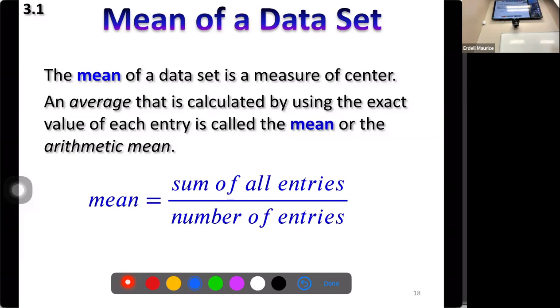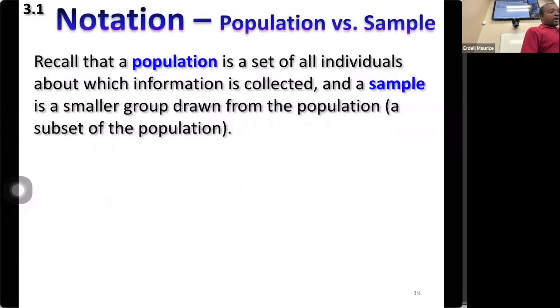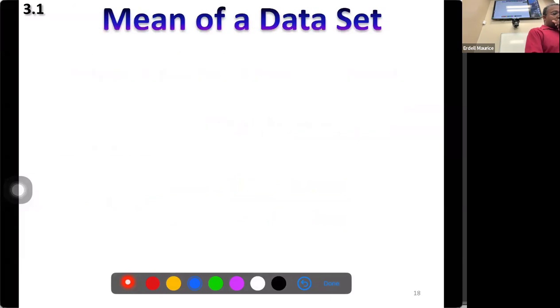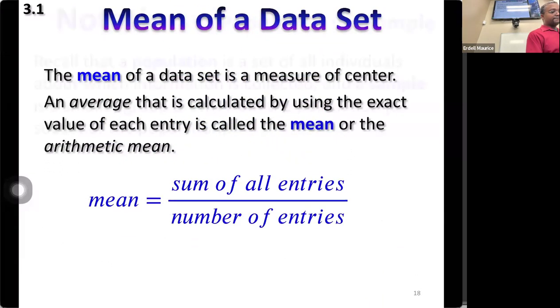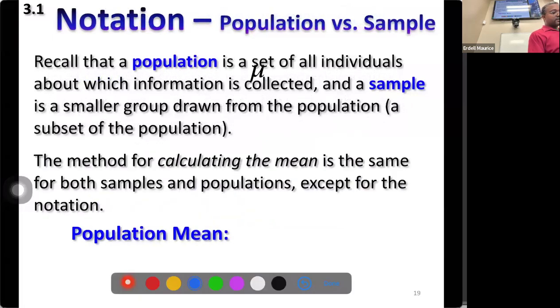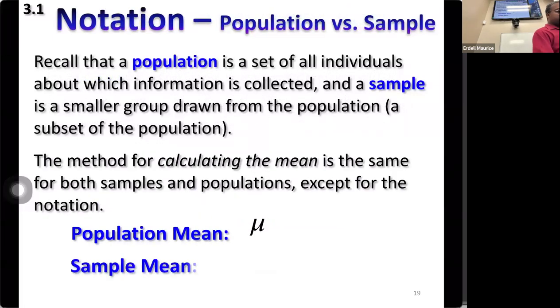That's your mean right here. I think I have an example coming in a second. Let me go to the example first, and then I'll come back to this.